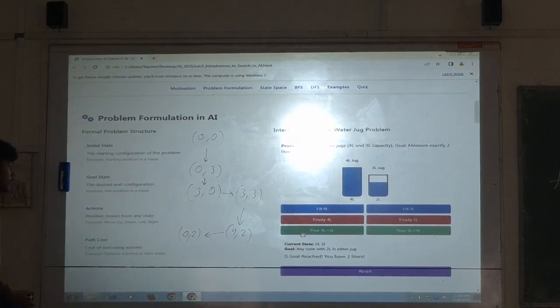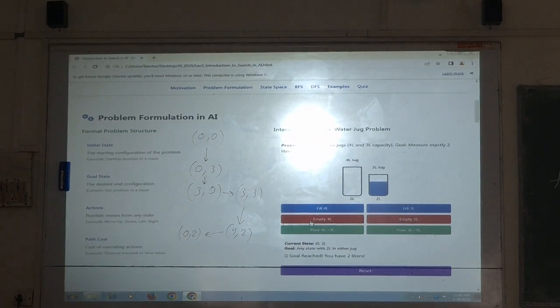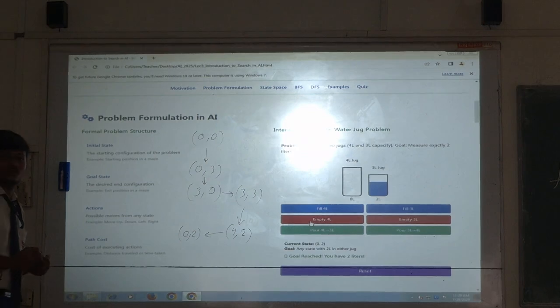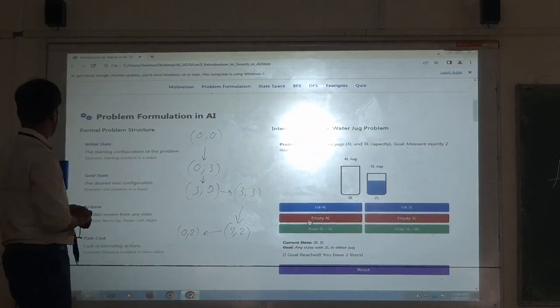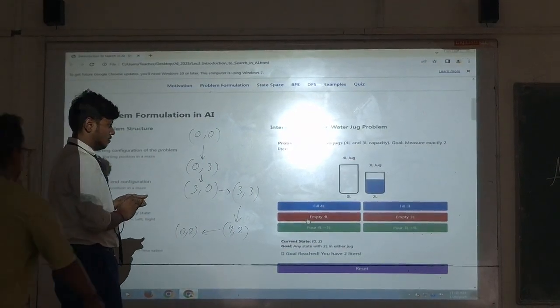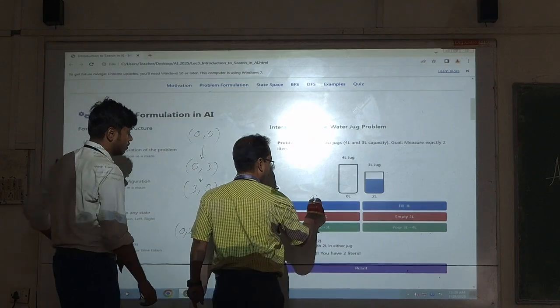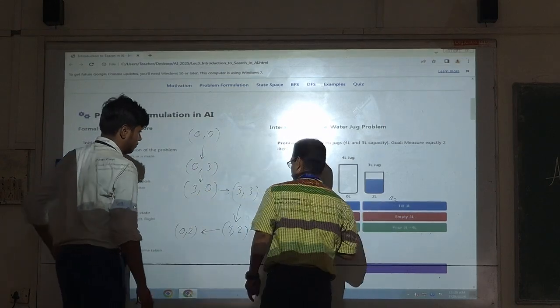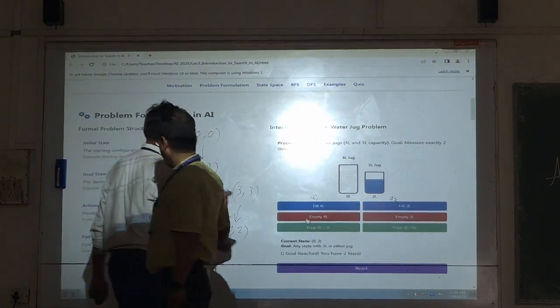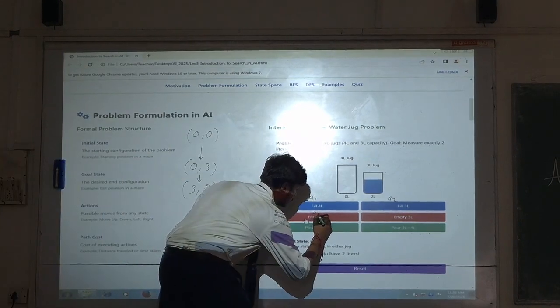Did you get it? Now do one thing, Abhishek. You just name the actions A1, A2, A3, and in the edges you write down the actions. Suppose you just give the names of these actions as A1, A2. Okay. Then in the edges you write down the actions that you have taken.